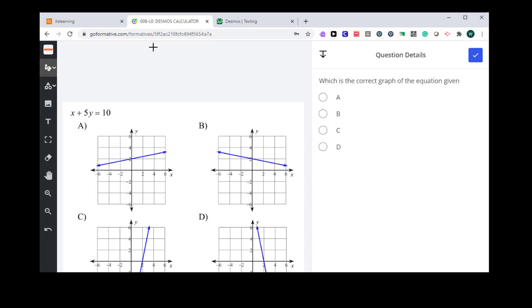So I'm going to copy my equation, and I want to get the y alone. So basically, to get the y alone, I'm going to send the x to the other side. So this would be 5y equals negative x, and I bring down the 10. Now the y is not alone, so I'm going to divide both sides by 5.